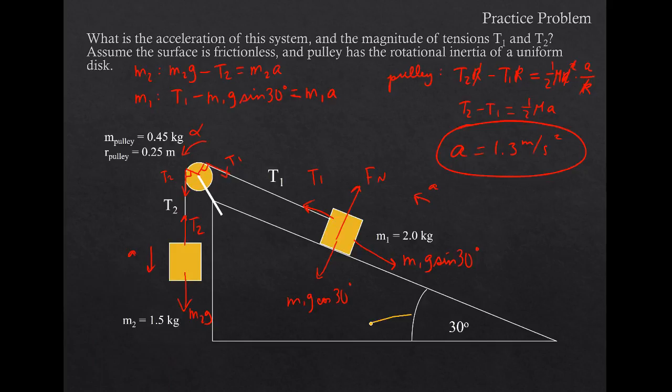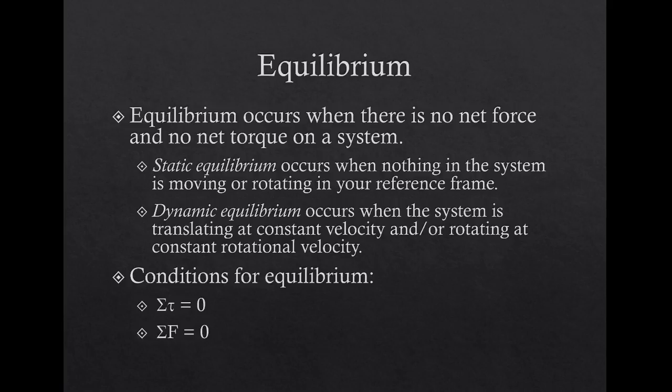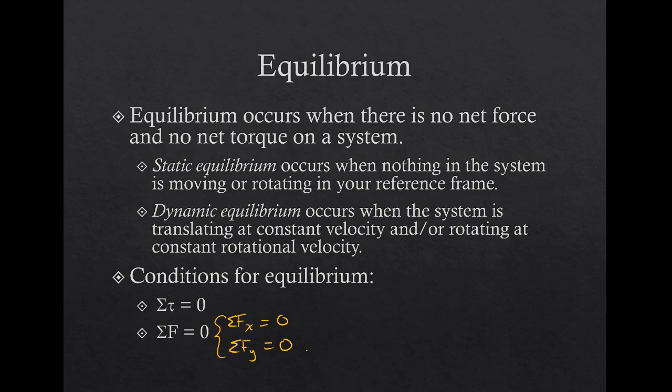Okay, so now let's talk about the concept of equilibrium. Equilibrium occurs when there's no net force and no net torque. Static equilibrium is when there's nothing moving or rotating, and dynamic equilibrium is when we're moving or rotating but at constant velocity. So here are the conditions for equilibrium, and this one for force can actually be turned into X and Y.